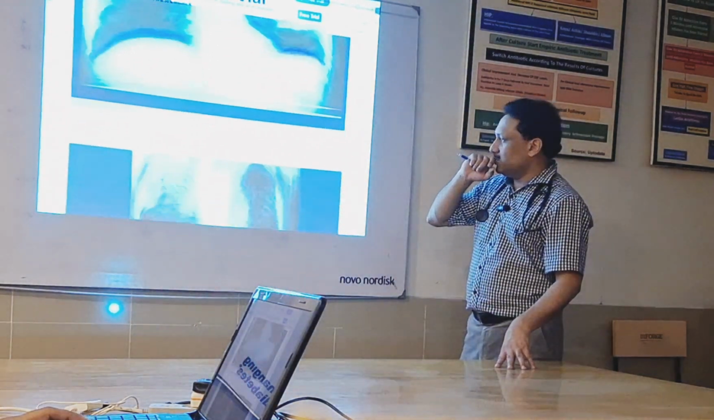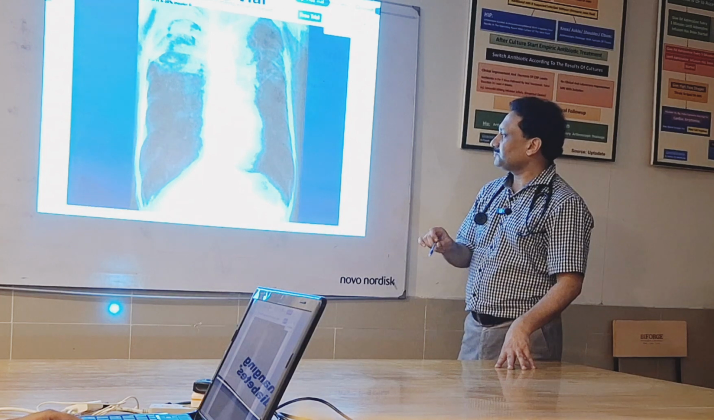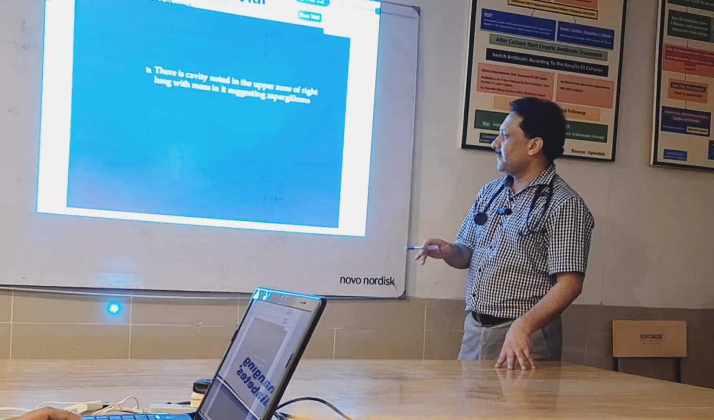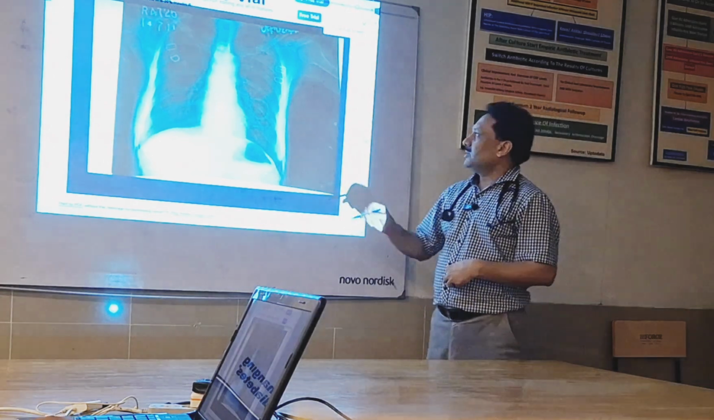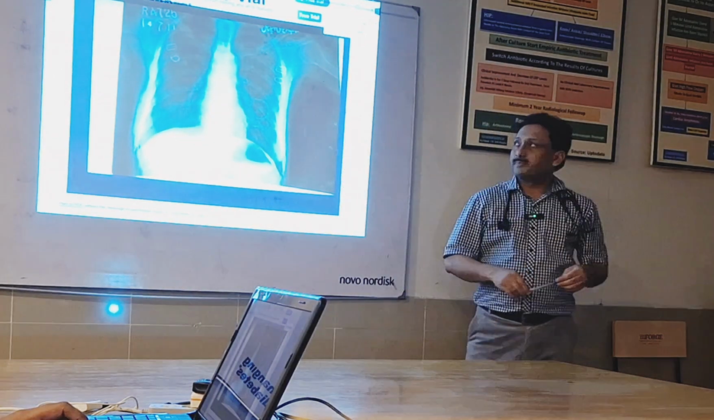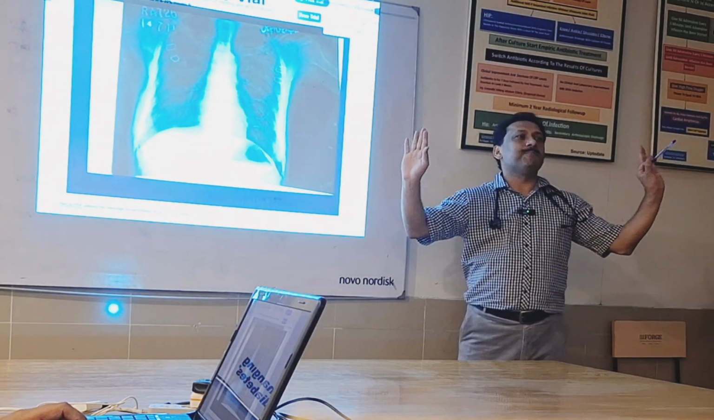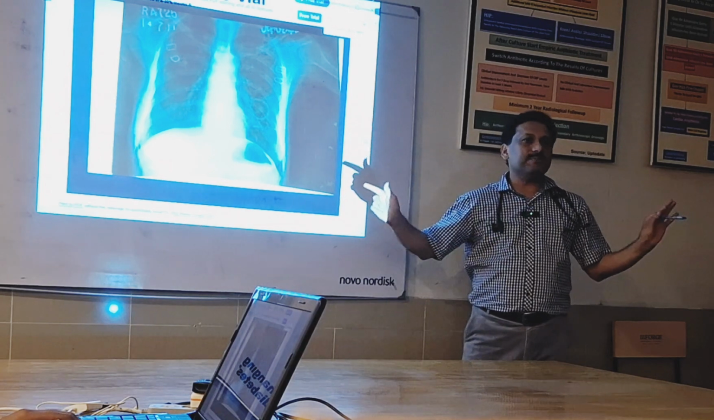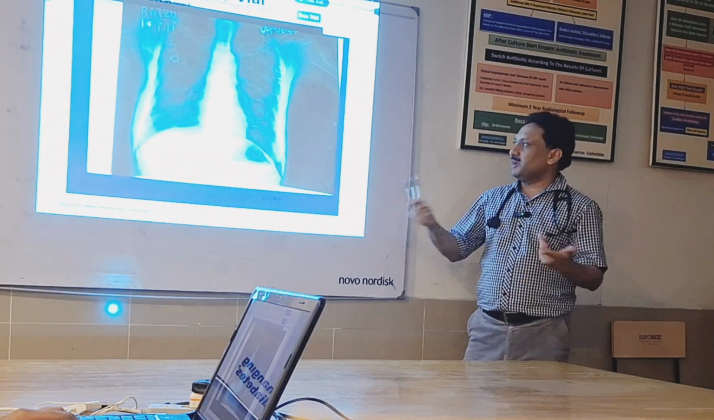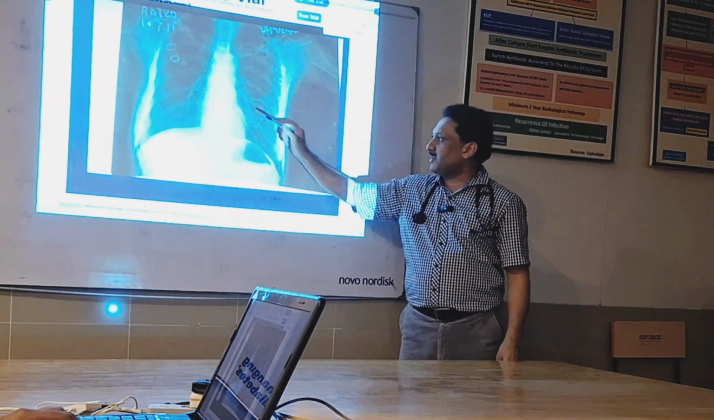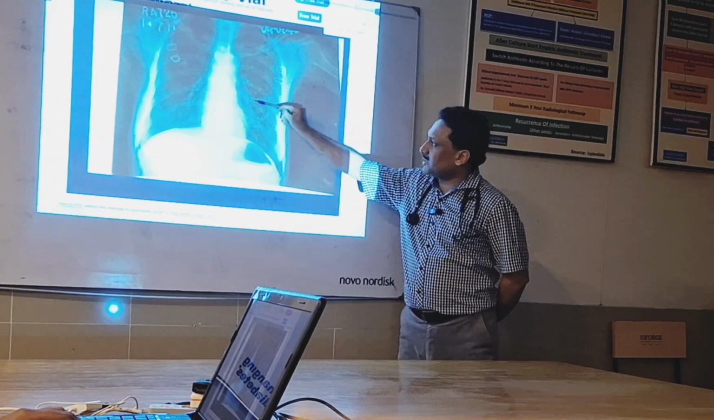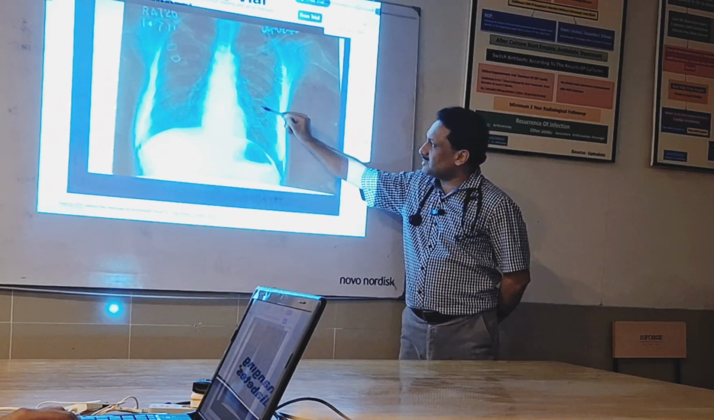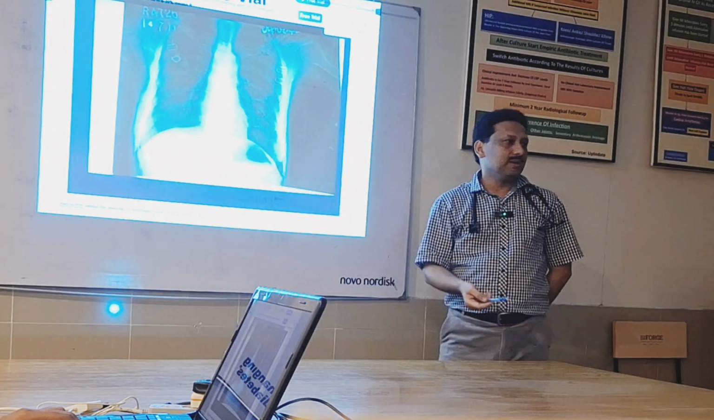Next. Next. Go ahead quickly. Okay, just stop here. What we are seeing here, can you identify the problem? Which lung is having the problem? Left lung. Where is the problem? Obviously, you can identify here is the problem. What is the problem? There is a cavity. And then what is this cavity carrying inside?